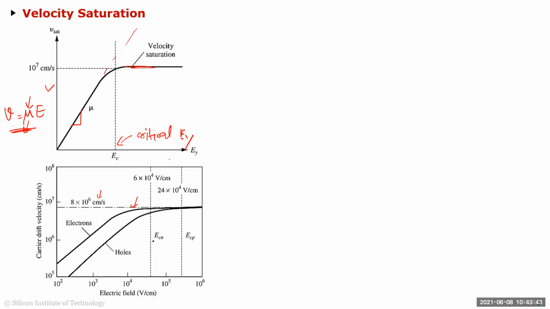So the ECN, the critical field for the N type, is typically around 6 into 10 to the power 4 volt per centimeter. This is one example. Obviously, it depends on the process and so on. And for hole, for example, it could be as high as 24 into 10 to the power 4 volt per centimeter. Okay.